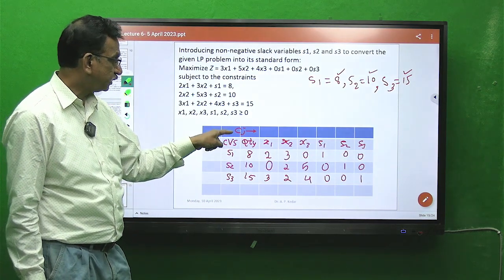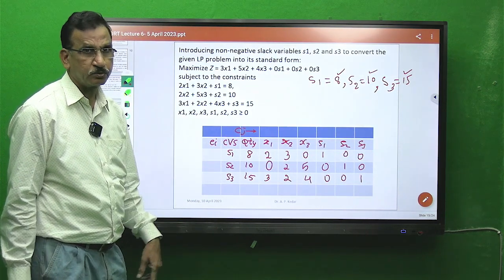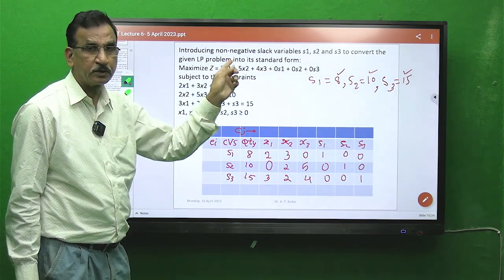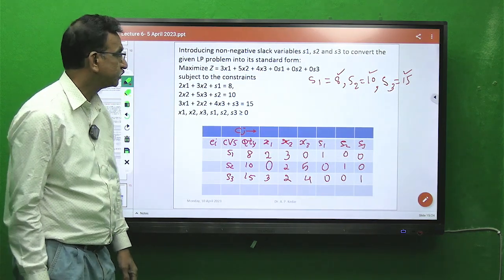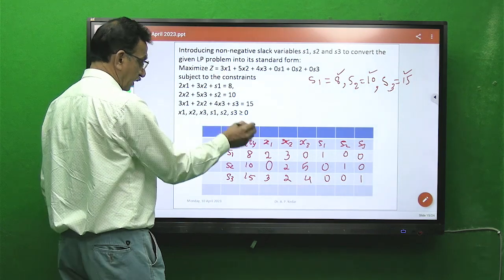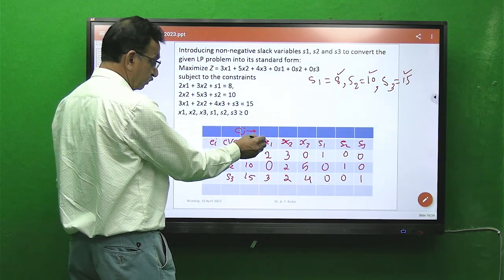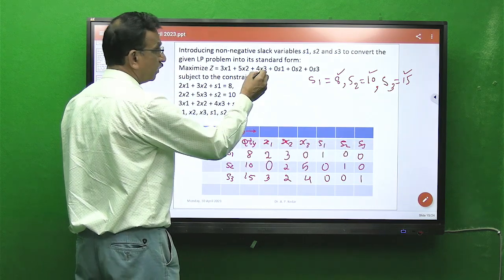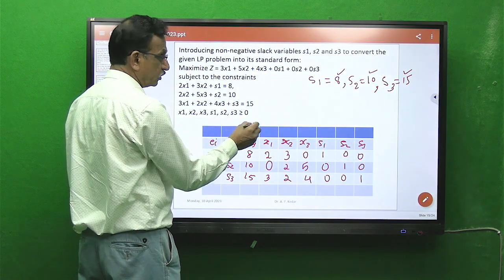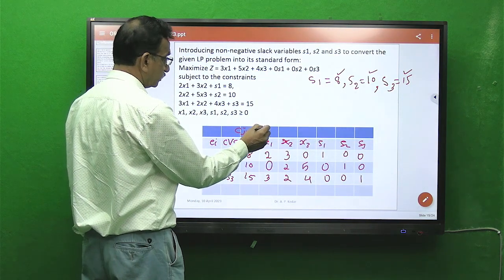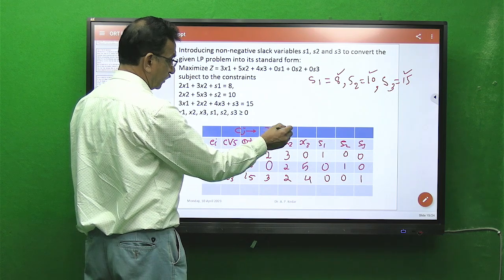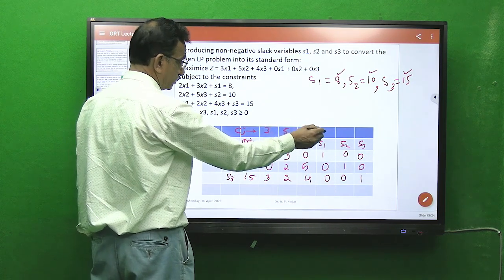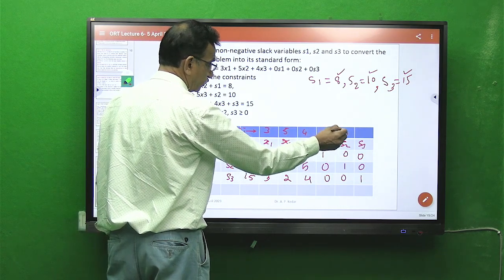Now we have to write these Cj values from the standard form. This standard form we have already written in our previous slide. So what I have to do is write the coefficients of x1, x2, x3, s1, s2, s3 from the standard form in this Cj row. So it is 3, 5, 4, 0, 0, 0.